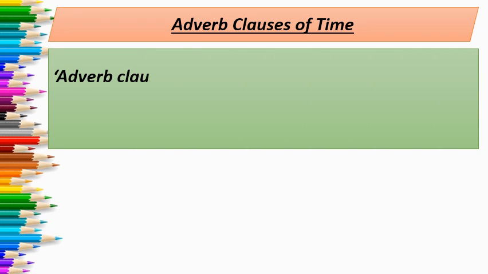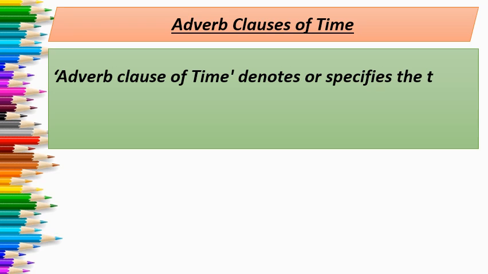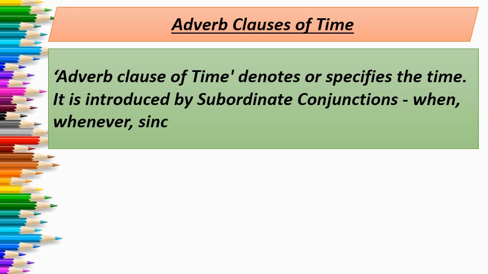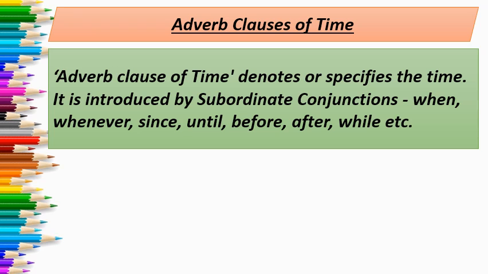Number 1, adverb clauses of time. What is an adverb clause of time? An adverb clause of time denotes or specifies the time. It is introduced by subordinate conjunctions like when, whenever, since, until, before, after, while, etc. So let us see some examples to clarify it.